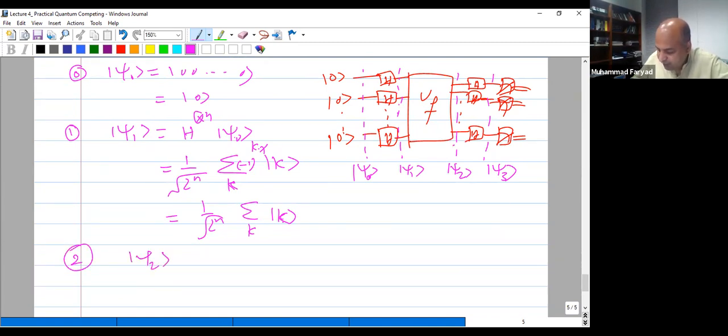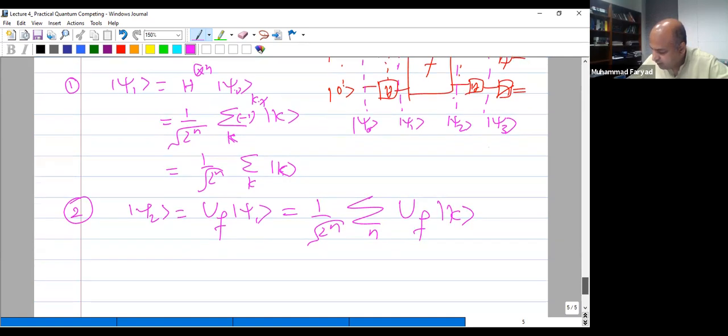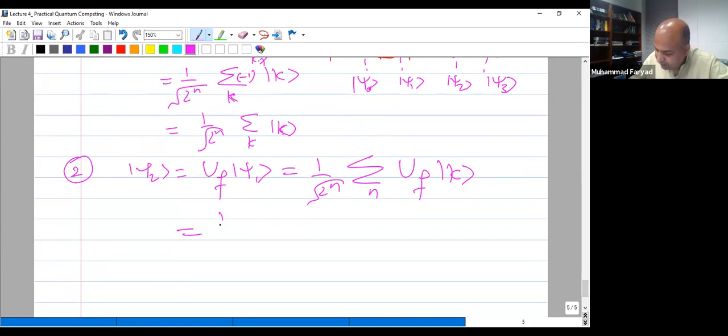So psi2 is after we implement the oracle on psi1, and this is nothing but the sum over k of 1 over 2^n to the power 1/2, (-1)^f(k) times |k>. This oracle is just a phase oracle, so it adds a phase (-1)^f(k) to the input.